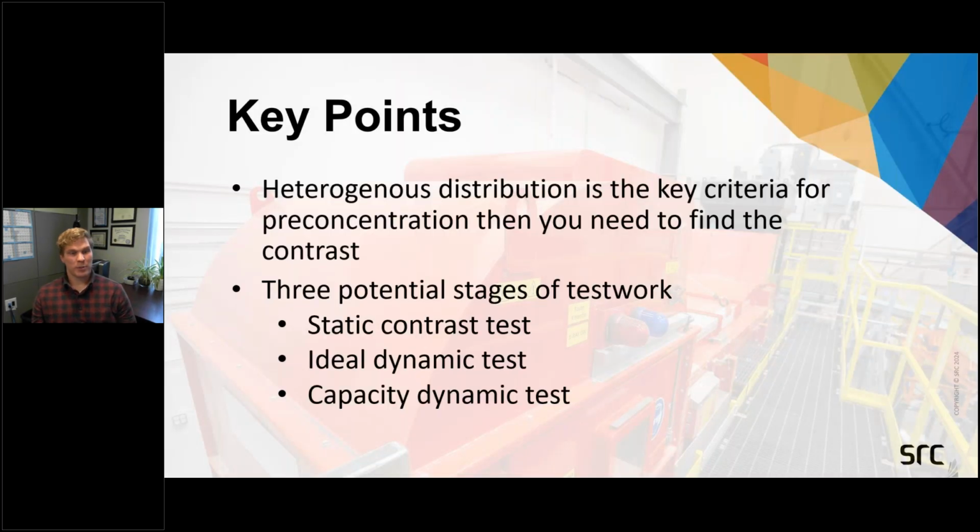So here are the key points. Let's wrap this up. Heterogeneous distribution is the key criteria for pre-concentration. Then you need to find contrast. So is there an actual distribution that you can exploit, and then can you actually find a contrast to exploit it? And the three stages when you're actually trying to evaluate it: static contrast test, ideal dynamic test, and capacity test.